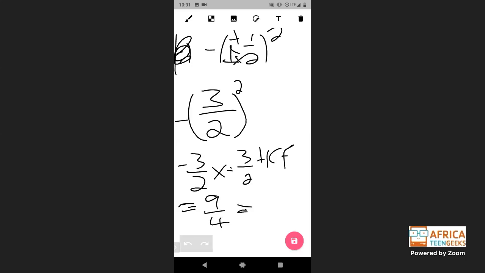We can still simplify this one, guys. Can you please tell me the mixed fraction for this improper fraction? When we convert it to a mixed fraction, what do you actually get? Just take your time and comment your answer there. How many times does 4 go into 9?